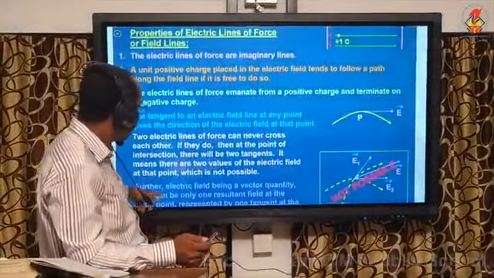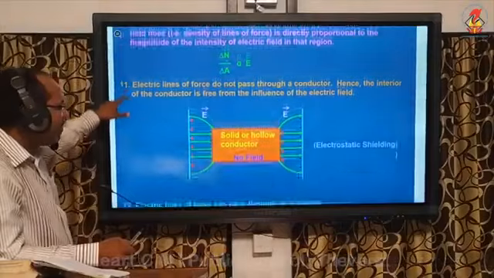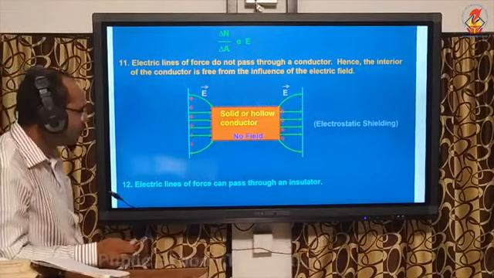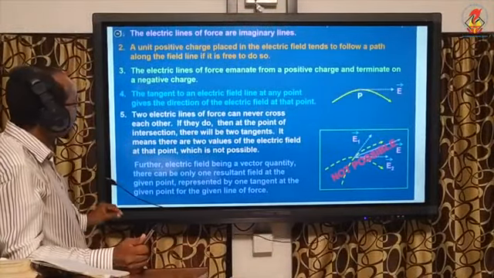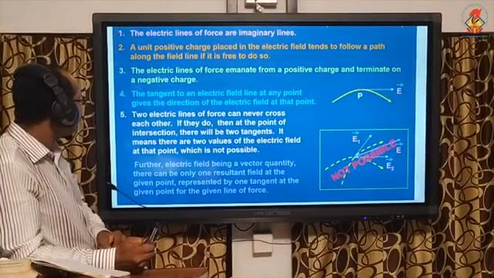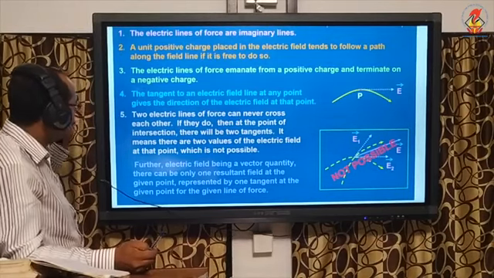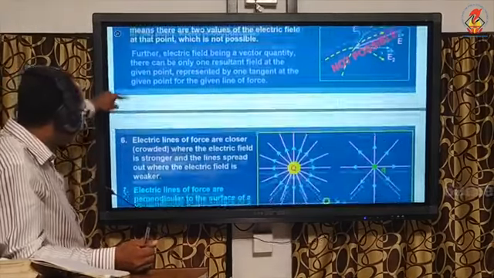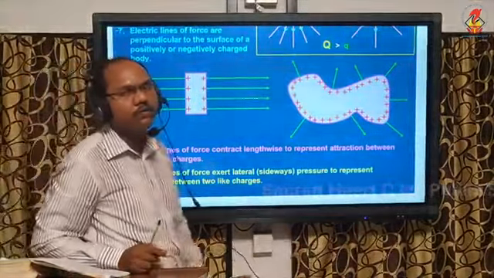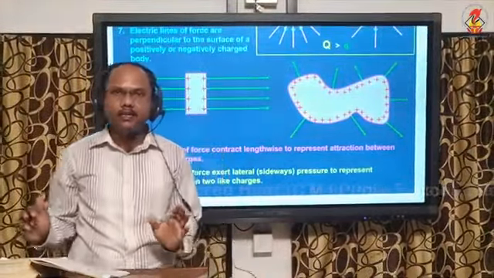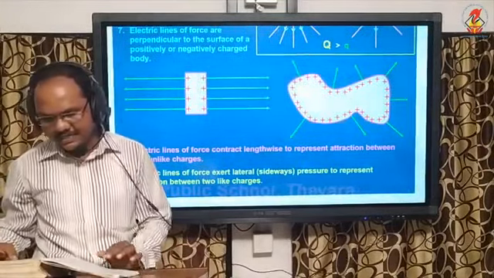Now, there are 10 properties given. You don't have to write all those properties. I'll just tell you which points are important. You need to write only those points for the exam. Point number 3, 4, 5, 6 and 7. You just need to write only those points at the time of exam. The remaining points are just for your understanding.